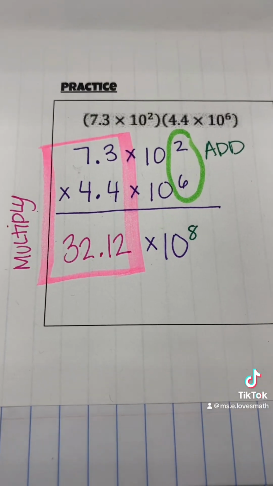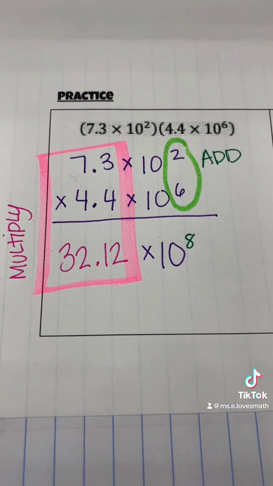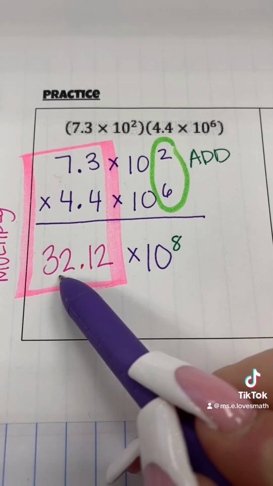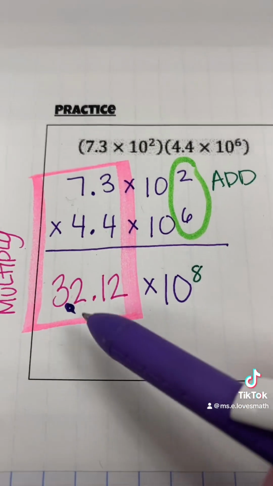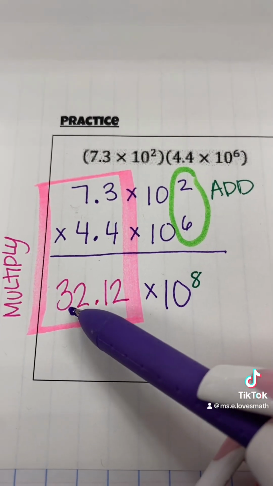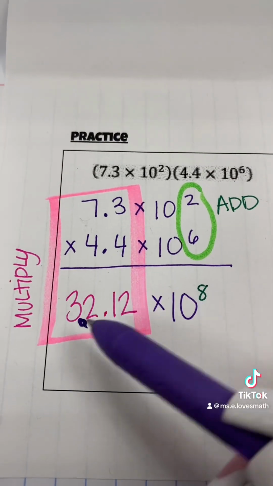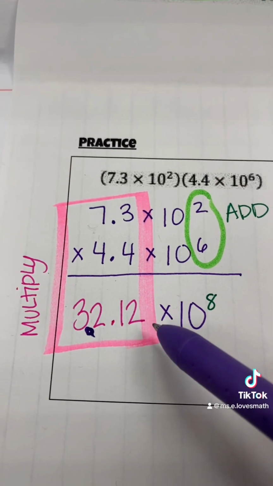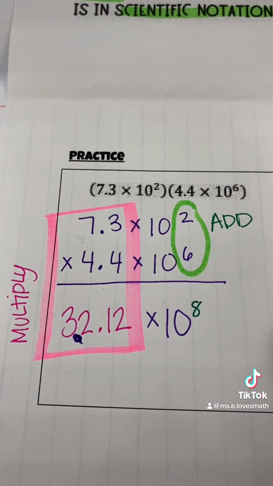The last thing we need to do is check to see if this is in scientific notation, and it is not. Scientific notation states there can only be one digit in front of the decimal point. Since we are not in scientific notation, we need to move our decimal to the left one. Our exponent is positive, meaning this number is actually a very large number, meaning all of our extra zeros are over here to the right.